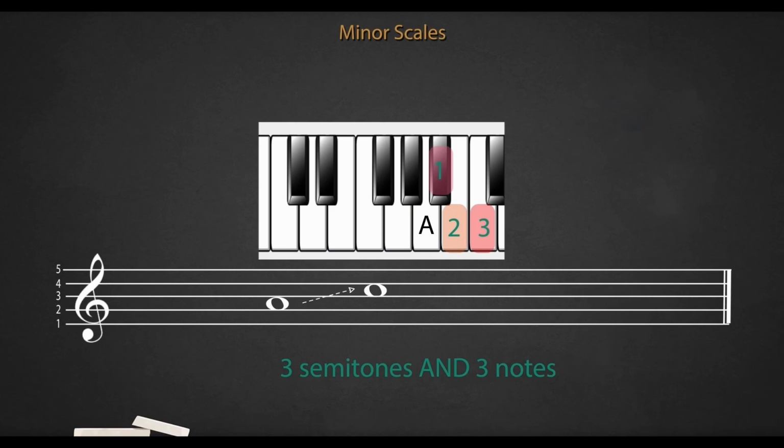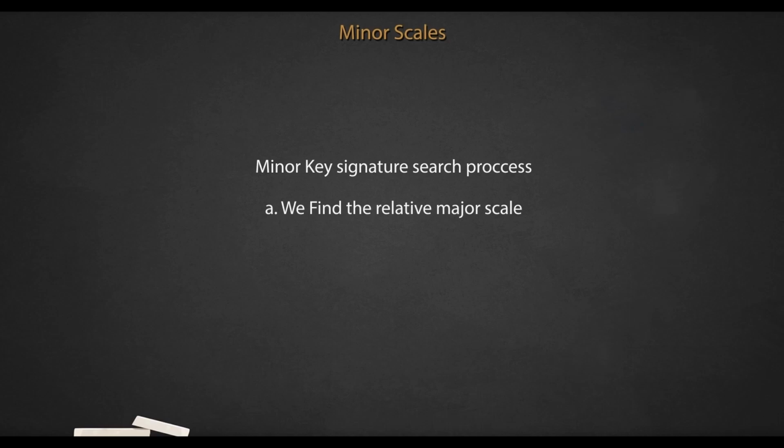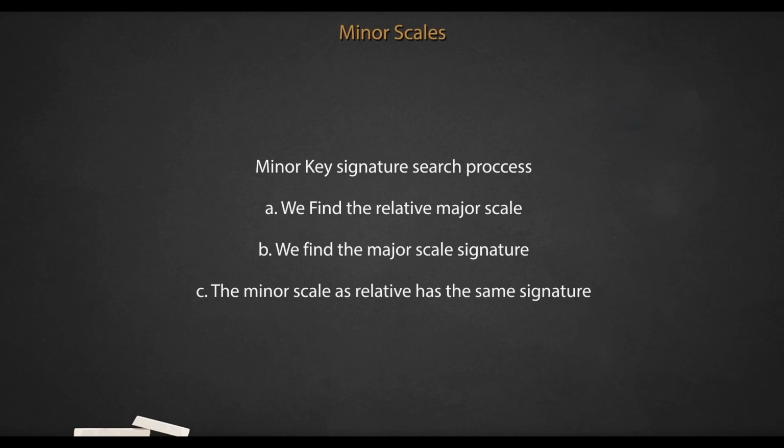So, if the scale is A flat minor, we're going up 3 semitones and we're getting here. Here's what I told you about the 3 notes. The relative scale is C flat major. The process to find the key signature of a minor scale is the following. We find the relative major scale and after its signature. So, as relative scales, they share the same key signature.